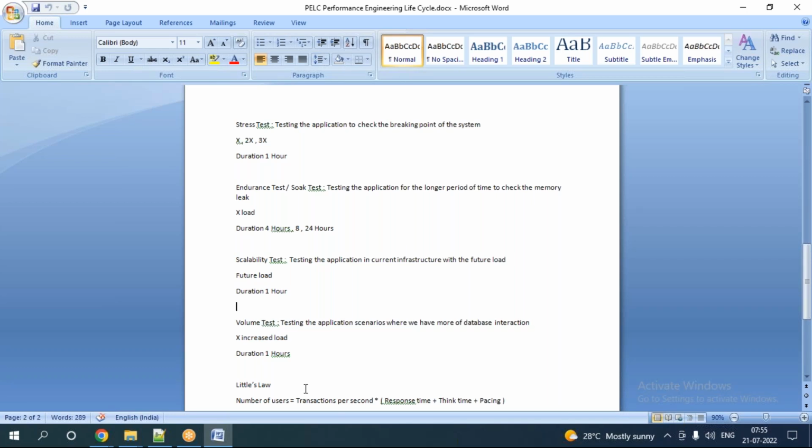This test is also tested for 1 hour only. Okay, so these are the frequently used test types. Other than this, there are also other test types, like they'll say high availability.